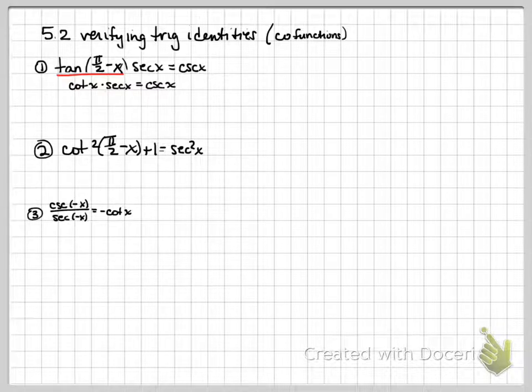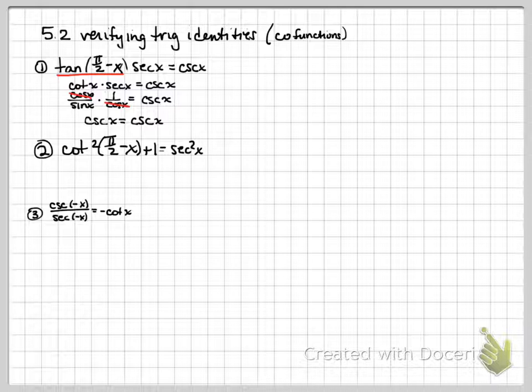Now rewriting this back as sine and cosine, I know that cotangent is cosine x over sine x. Secant is 1 over cosine x equals cosecant x. Can't forget the other side. I can simplify this because the cosines are going to go away, and that leaves me with the 1 over sine, which is cosecant x. This one is quick and simple. Okay? So that's the first one.